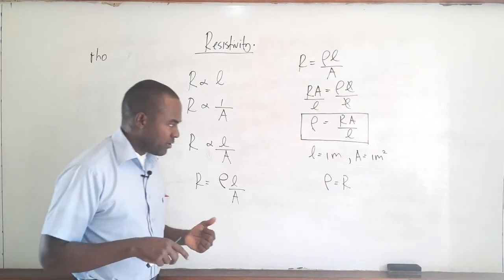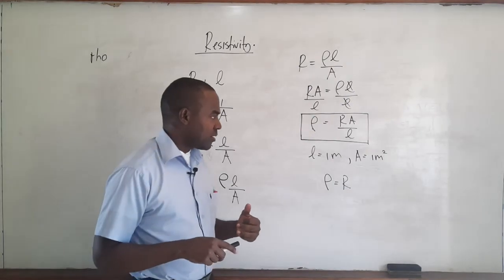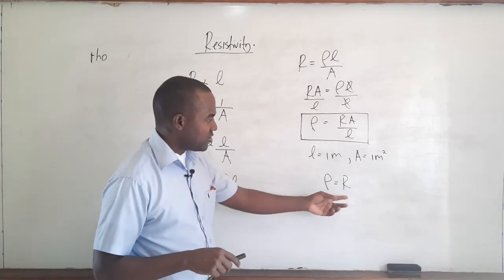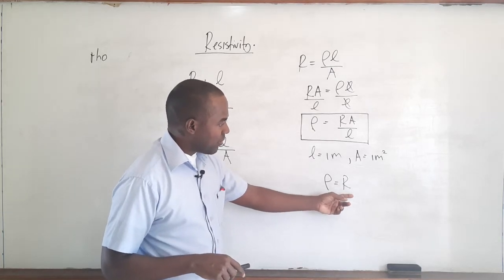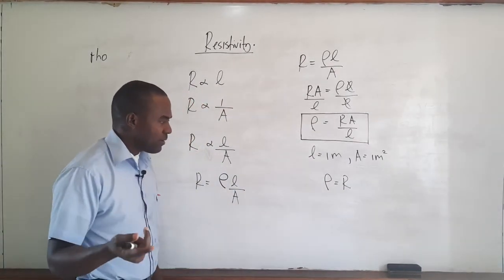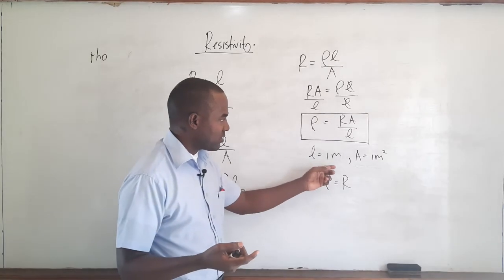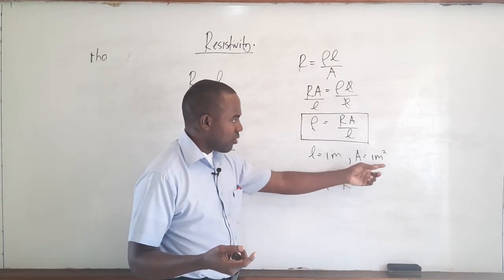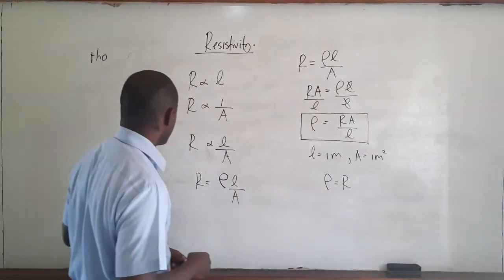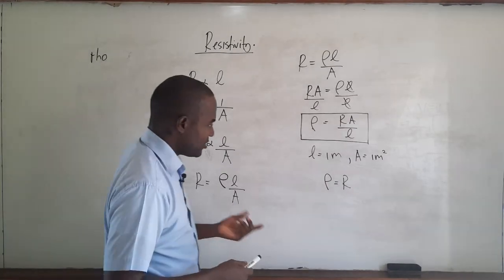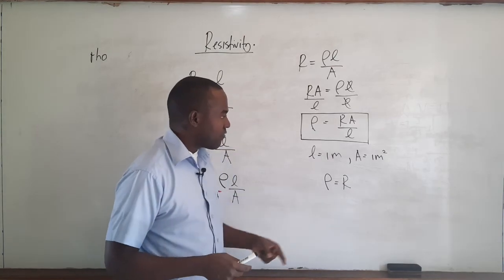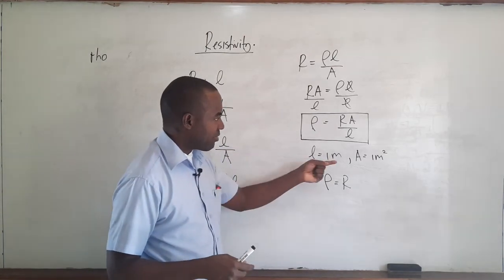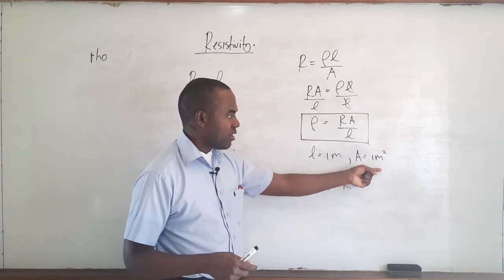So from this relationship, we can see that the resistivity of a material is numerically equal to the resistance of a piece of that material of length 1 meter and cross-sectional area 1 meter squared. So the resistivity of a material is numerically equal to the resistance of a piece of that material of length 1 meter and cross-sectional area A.